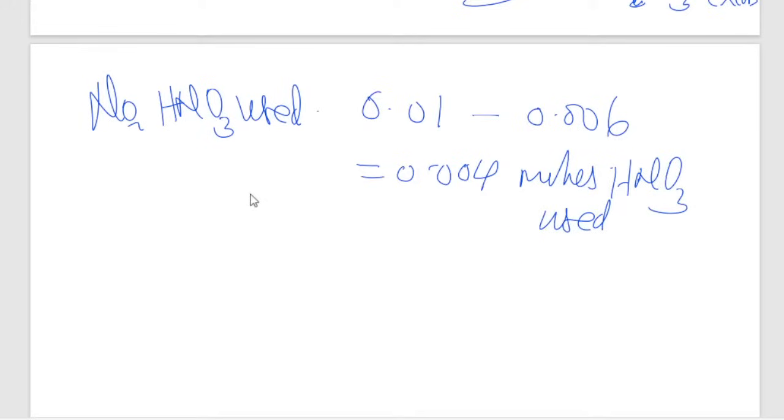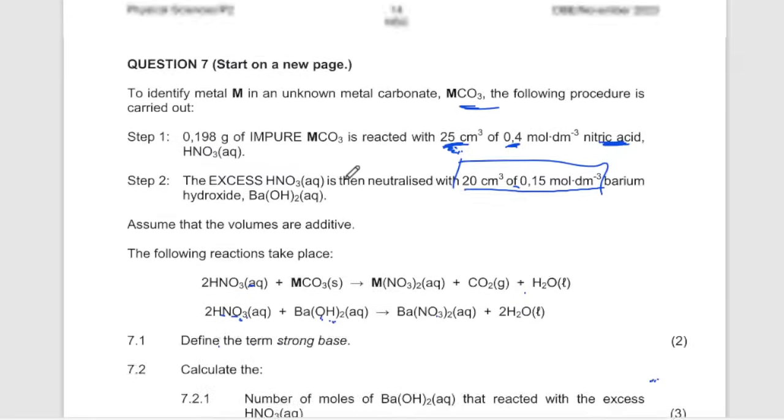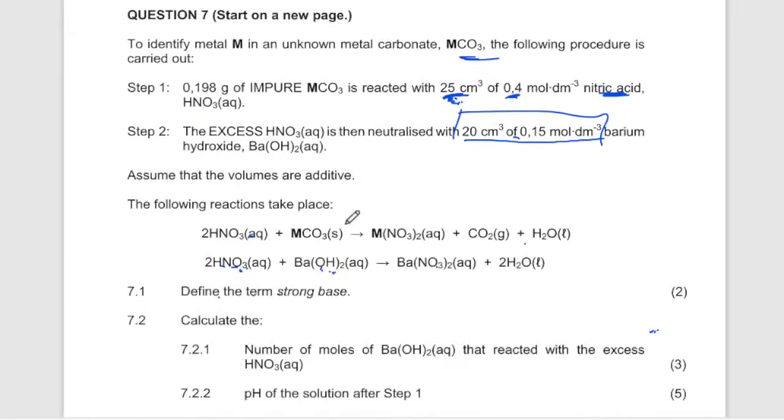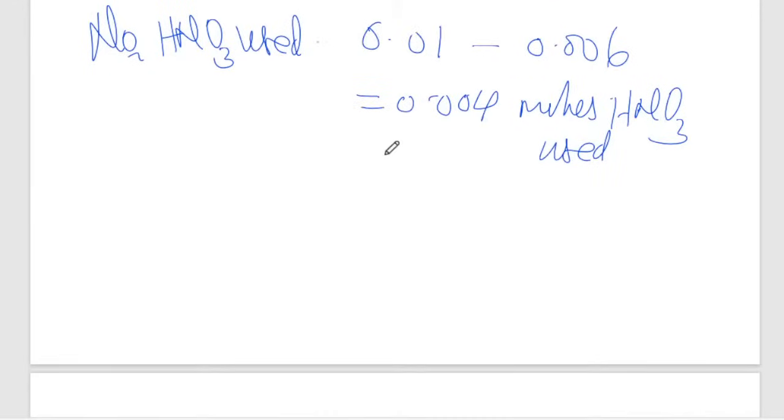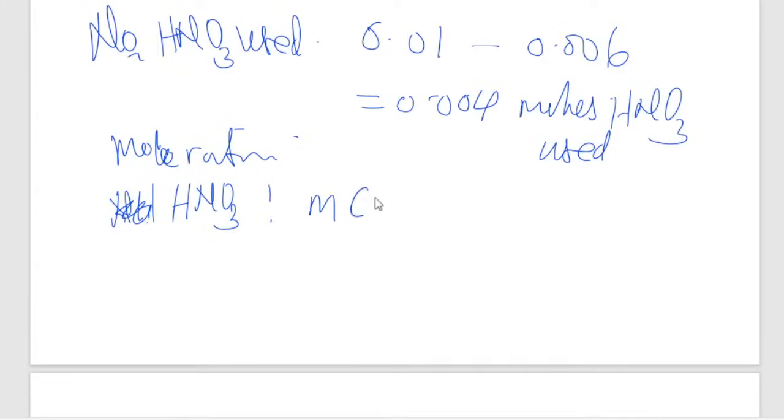So now, since I know the number of moles of nitric acid which got used, check. Now I know the number of moles of nitric acid which got used here. Now I can find the number of moles here, so that now I can use the number of moles is equal to mass over molar mass. Yes, so now since I know the number of moles which got used here, let's do the mole ratio again. Mole ratio is equal to nitric acid to M carbonate.